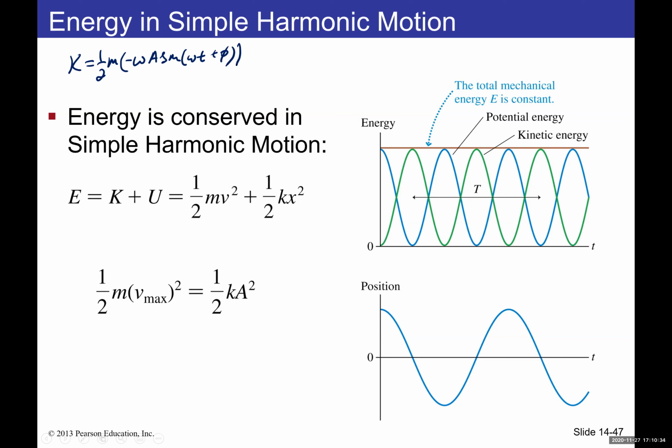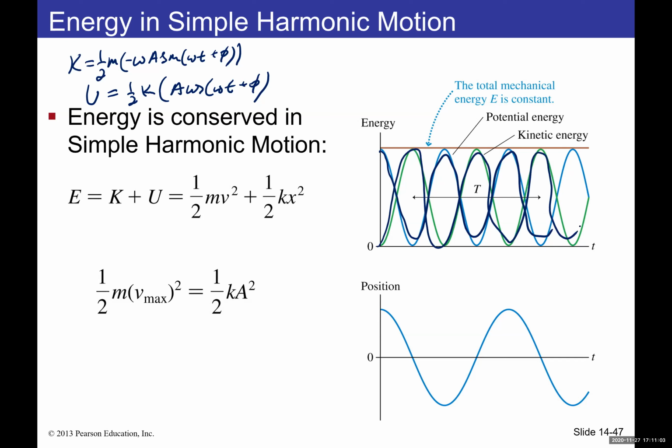And then potential energy is the spring potential energy. So it's 1/2 kx squared, but x itself changes with time. So it's A cosine of omega t plus phi. That means both kinetic and potential energy change with time. See, this blue is the potential energy. It changes with time as a cosine function. Kinetic energy changes with time as a sine function. So all of those things change with time.